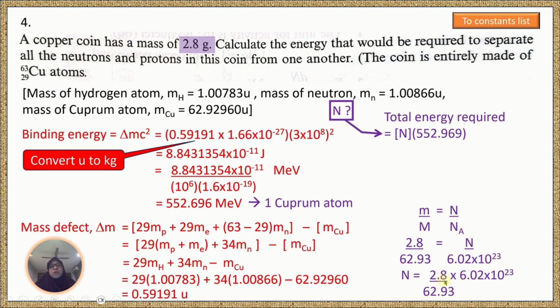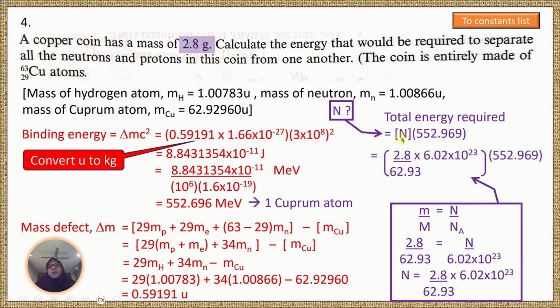So you get the number of atoms in the copper coin of mass 2.8 gram, and substituting into this one, the answer is 1.48 times 10 to the power of 25 mega electron volt. So that's the answer, because the question asks to calculate the energy that would be required to separate all the neutrons and protons in this coin. That's what this is for, the number of atoms in the copper coin that has mass 2.8 gram.